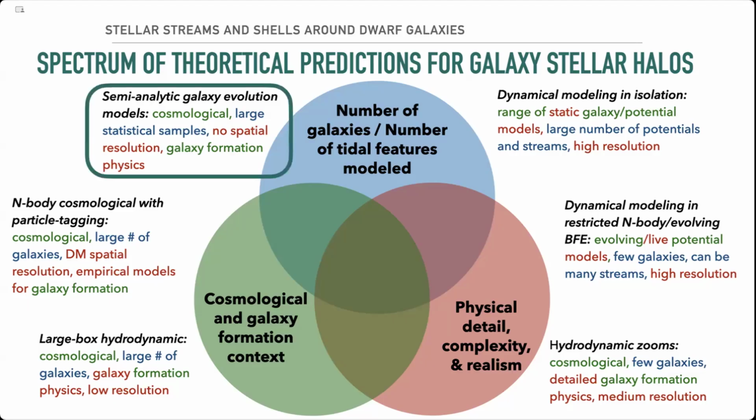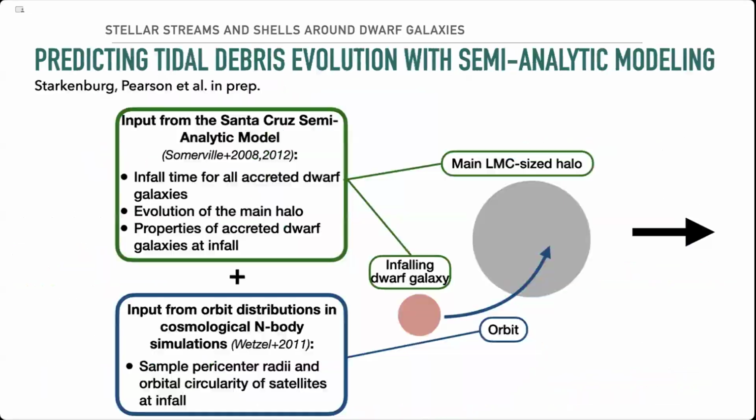So I'm going to talk today about semi-analytic galaxy evolution models, and especially building on top of this to model how satellites evolve into tidal features around dwarf galaxies. How we do this is we use the output of a galaxy formation semi-analytic model, in this case the Santa Cruz semi-analytic model, which tells us the evolutionary history of an LMC-sized halo, which is what we're looking at, the evolution of the main halo, and all the properties of the dwarf galaxies, or the satellites, that fall in, when they fall in.